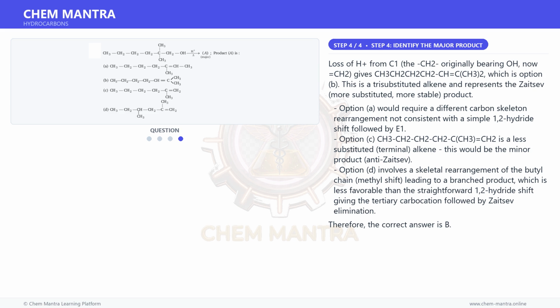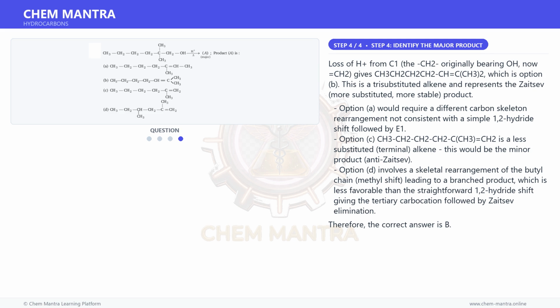Option A would require a different carbon skeleton rearrangement not consistent with a simple 1,2-hydride shift followed by E1. Option C, CH3CH2CH2CH2C(CH3)=CH2, is a less substituted, terminal alkene. This would be the minor product, anti-Zaitsev.